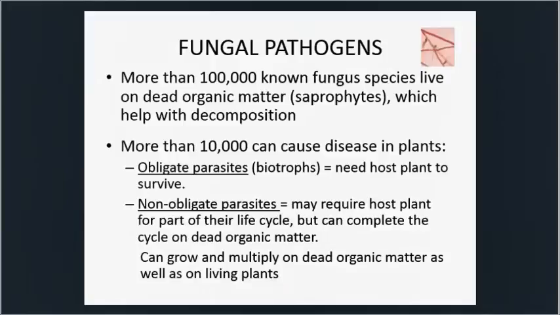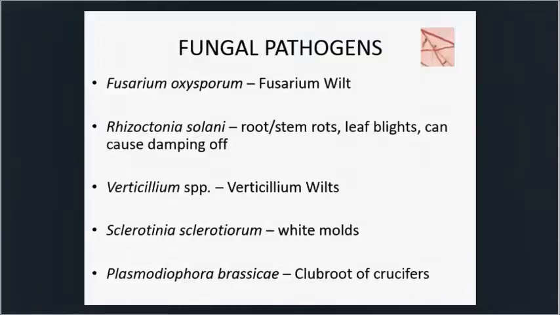Some of the fungal pathogens that we need to talk about. There are more than 100,000 known fungal species that live on organic matter. Most of them help with decomposition. But more than 10,000 of those can cause diseases in plants. And there are 2 types that you should be familiar with. Obligate parasites, they need a host in order for them to survive. And non-obligate, they may require a host for part of their life cycle, but they can complete the cycle on dead organic matter. So these are two different types of fungus you need to be aware of how they can spread.